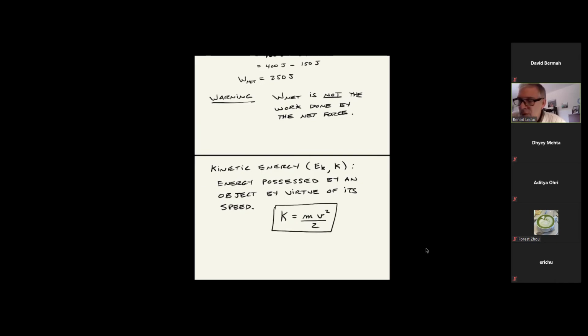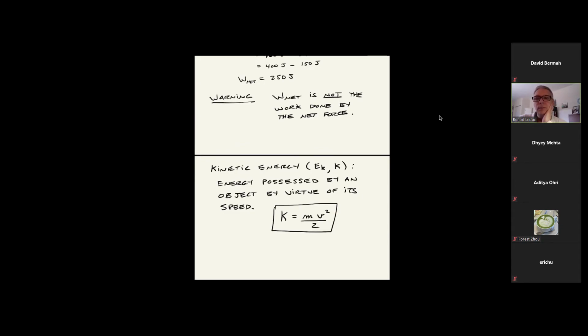So the kinetic energy is proportional to the mass and proportional to the speed squared. So what does that mean? It means that for an object going at the same speed, if you double the mass, the kinetic energy will be double. For an object of given mass m, if you double the speed, how much will the kinetic energy change?